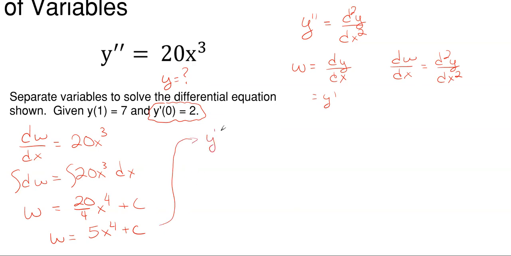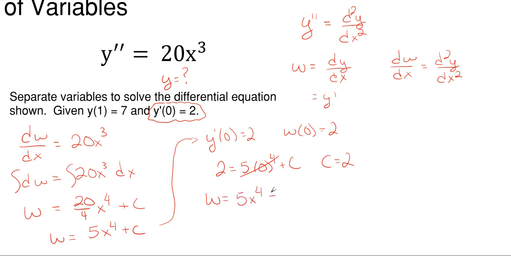Since we have y prime of 0 is equal to 2, that's essentially saying that the w equation of 0 is equal to 2. So when we plug in 0 for our x variable, we end up with 2 for w. That means I will have 2 is equal to 5 times 0 to the fourth plus my constant. That whole portion disappears and c comes out to be 2. So my completely filled out equation for w is 5x to the fourth plus 2.